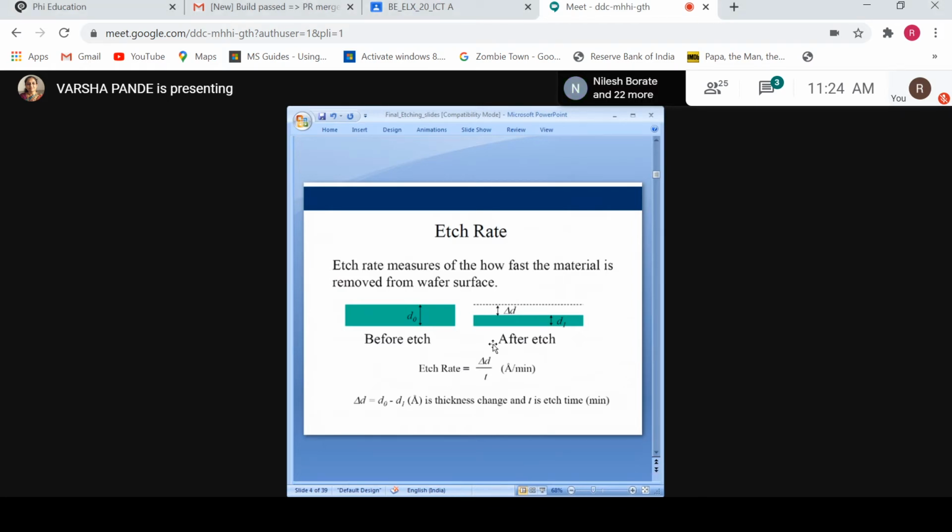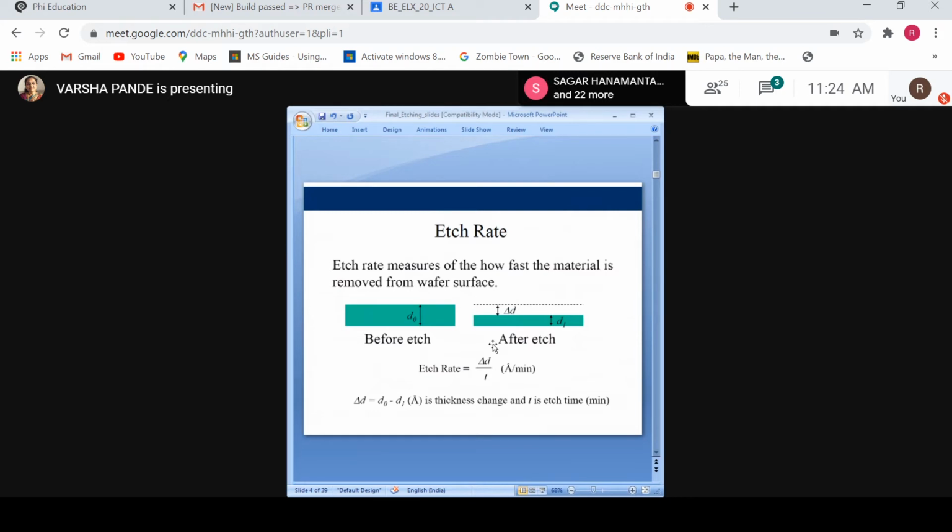Etch rate is the measure of how fast the material is removed from the wafer surface. Now see, in the green color it is shown that this is the part we want to etch. This is the entire area or length, and in the second part we have seen that some part is removed, that is delta D, shown in the white color, and the green color is not etched.